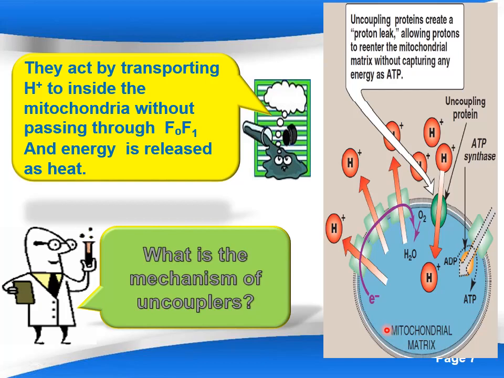That is what normally happens. The protons enter through complex 5, which is the F0 domain of the ATP synthase. This is the downhill entry of the proton down the concentration gradient. This results in stimulation of the enzyme, and the stimulated enzyme converts the energy into ATP.